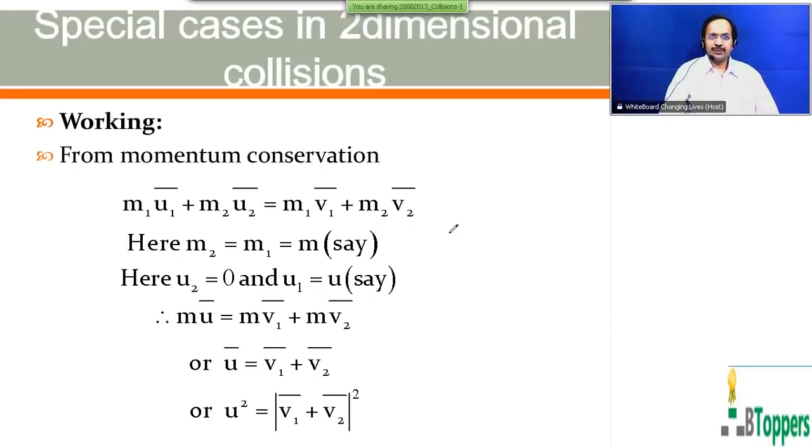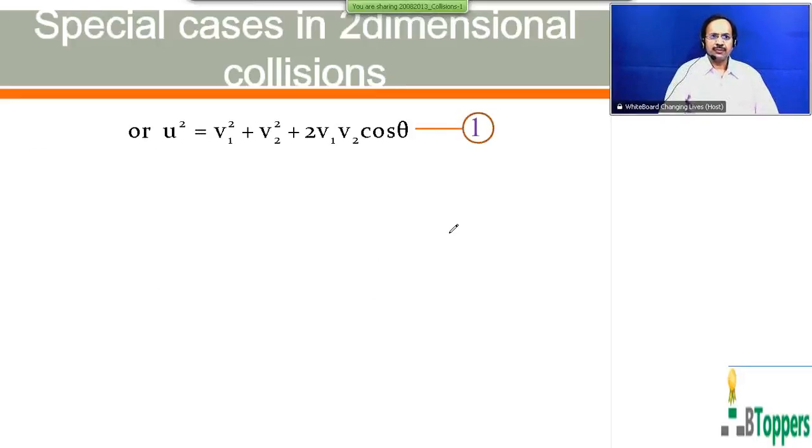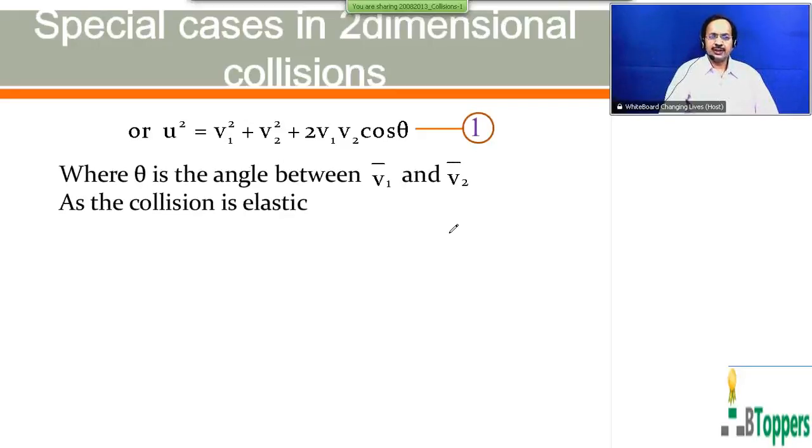So in case you need more time, we take a pause and copy this working. Next, I am going to show the continuation for this. So you can write square of magnitude of v1 bar plus v2 bar. You can write v1 square plus v2 square plus 2v1 v2 cos theta. Theta is the angle between v1 bar and v2 bar. We call this equation 1.